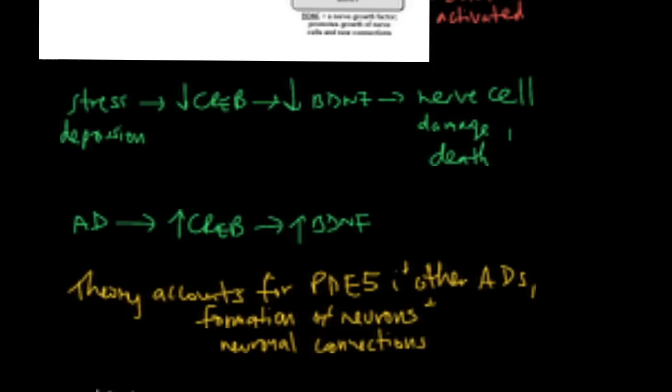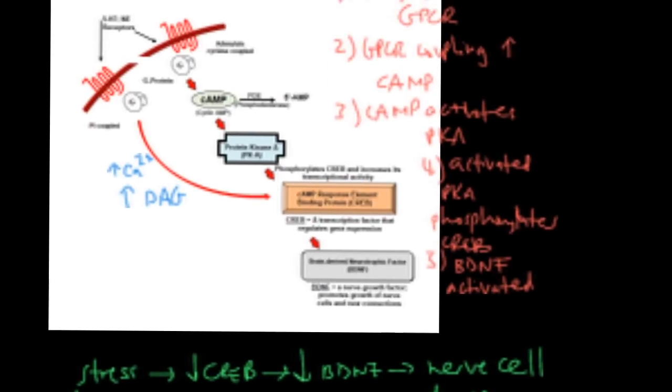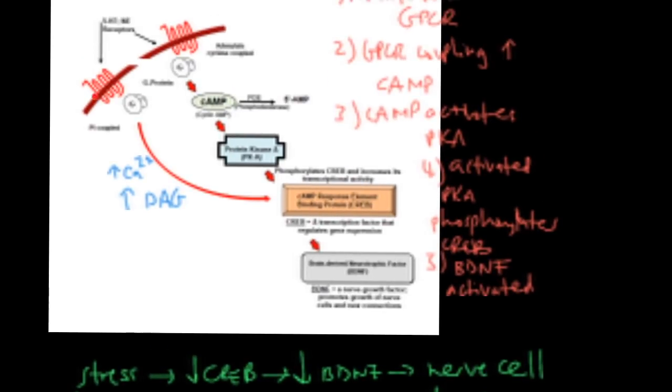This pathway can also happen through the PI-coupled pathway, not just the adenylate cyclase-coupled pathway, which includes cyclic AMP. You can also produce CREB by the PI-coupled pathway, which means by production of calcium and DAG, diacylglycerol. So you can have two ways to get CREB: through the adenylate cyclase-coupled pathway, which produces cyclic AMP, and you know the rest. You can also get CREB through the PI-coupled pathway, which produces CREB through calcium and diacylglycerol, DAG.